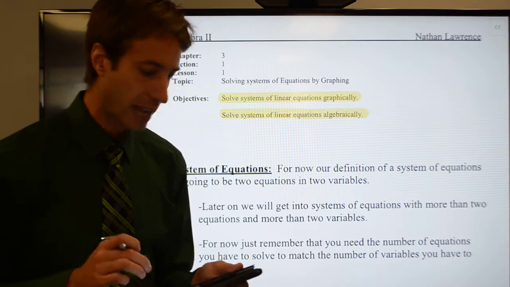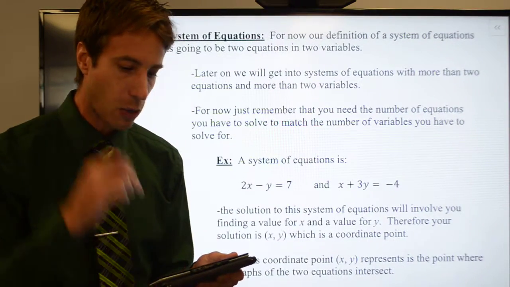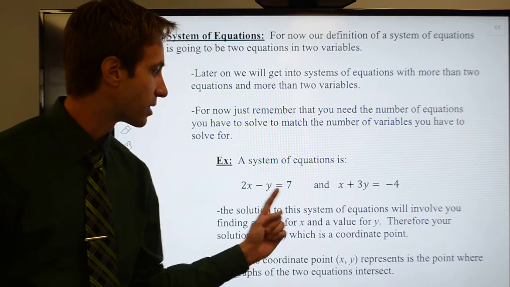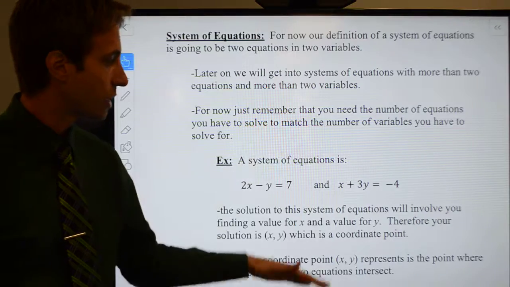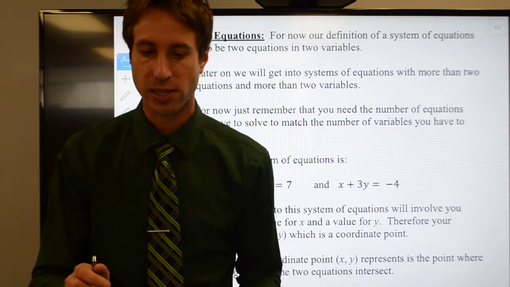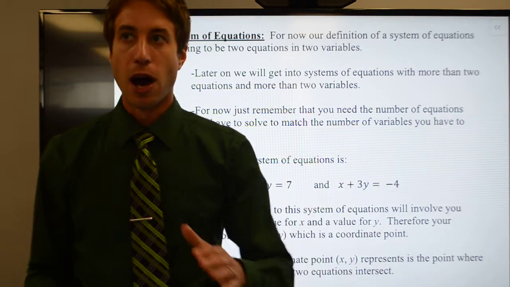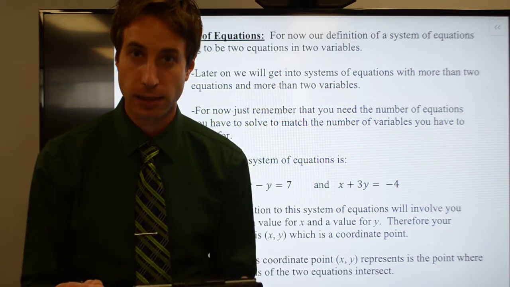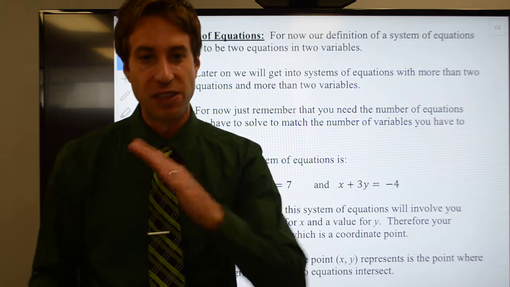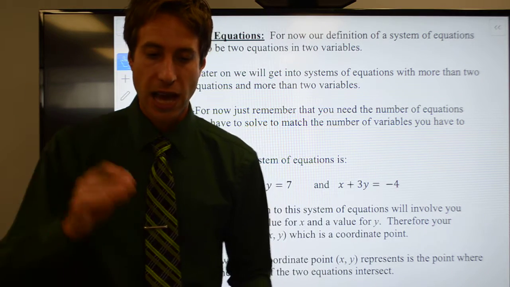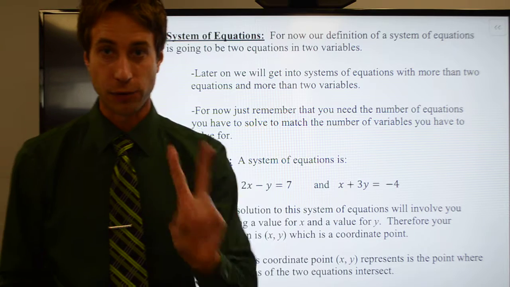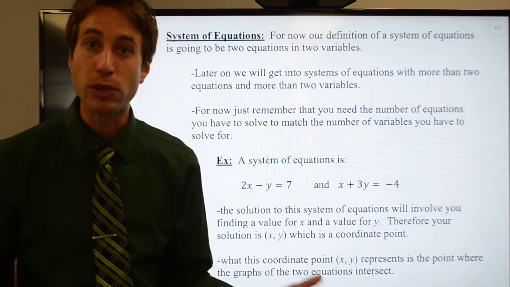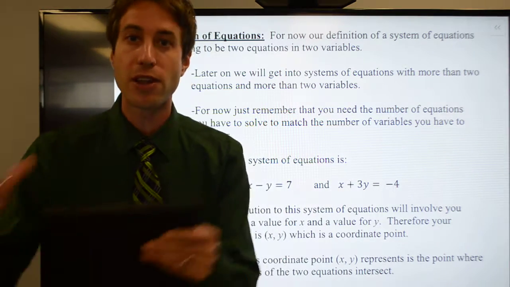Before we start solving any of these systems, let's talk about what a system of equations is. I've got an example of a system for you right here. Feel free to read through this if you need to, but let me pull out the important stuff. In order to solve a system of equations, you must have the same number of equations as you have variables. If you have 2 variables, you need 2 equations. If you have 3 variables, you need 3 equations.